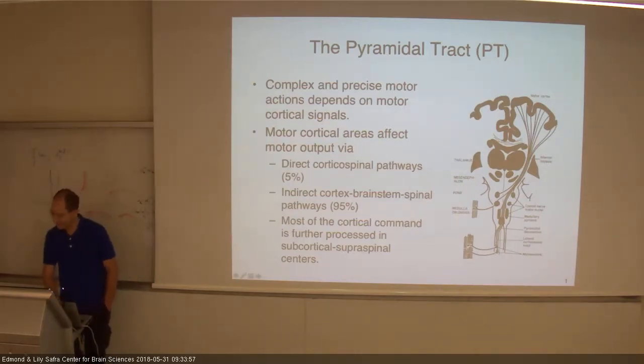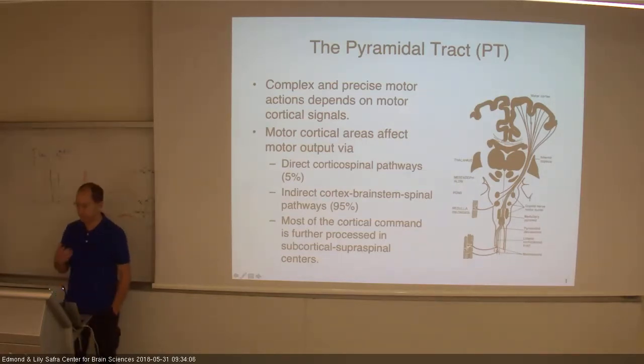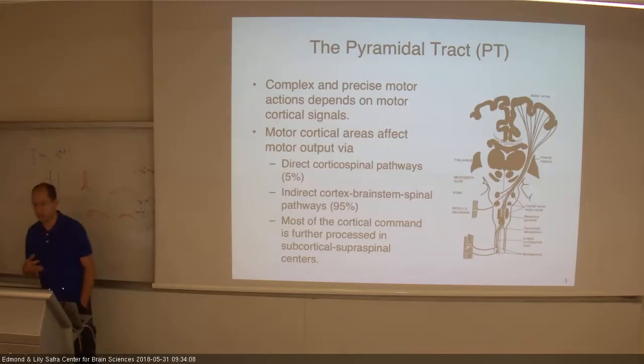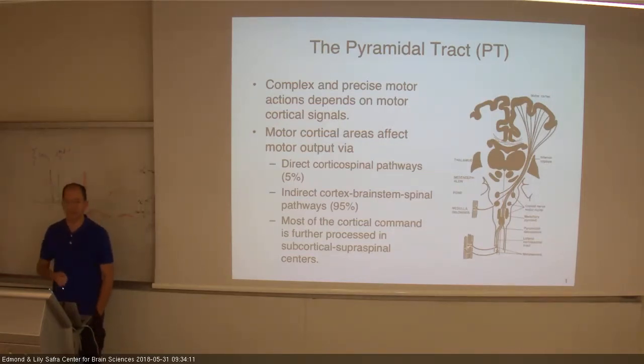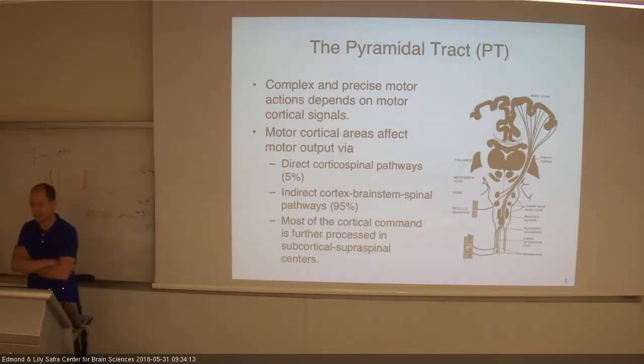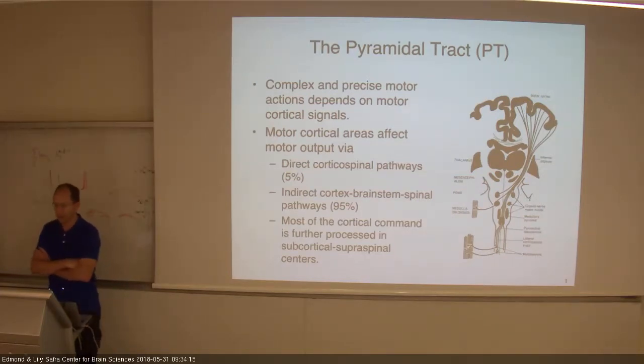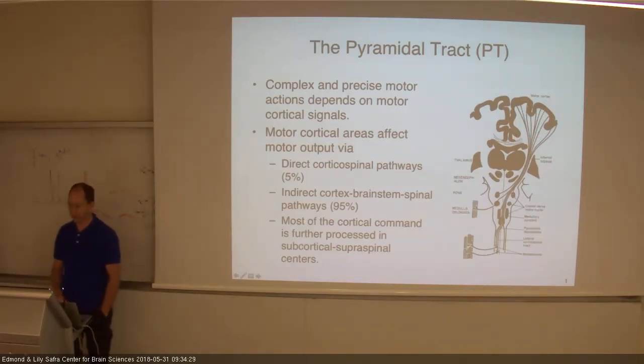Okay, let's see. Anything else I wanted to say? Although this pathway is very important, and maybe it's the pathway that we know most about, because we have some experimental ways to actually probe neurons here, it's only 5% of the pathway from the cortex to the spinal cord. So 95% is indirect. So 95% of what the cortex is doing is not activating this pathway, but acting through other pathways that we talked about before.